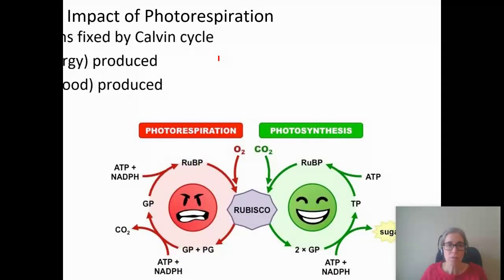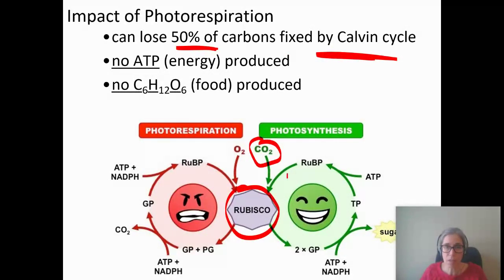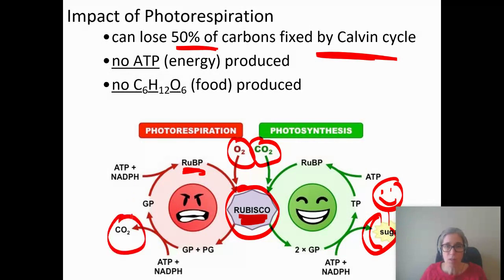So the impact of photorespiration. Plants can lose 50% of their carbons that were already fixed by the Calvin cycle. So here's Rubisco. Rubisco is supposed to take carbon dioxide and produce sugar, right? That's what it's supposed to be doing, making sugar. But instead, if Rubisco uses oxygen as a substrate instead, it's going to break down that RUBP, releasing carbon dioxide, doing the exact opposite. So photorespiration makes no ATP, and it makes no glucose. Instead, it breaks down glucose.